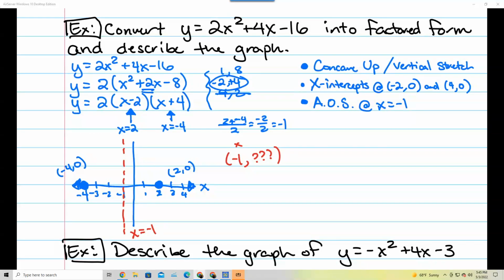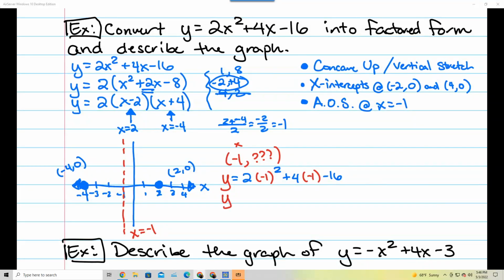Check this out. I'm going to write y is equal to 2 times x squared. But again, I know my x is -1, so (-1) squared, plus 4 times, oh, there's an x again, so I'm going to replace it with -1. And then minus 16. Y equals, now remember, sorry, let me do that in red so it kind of pops out.